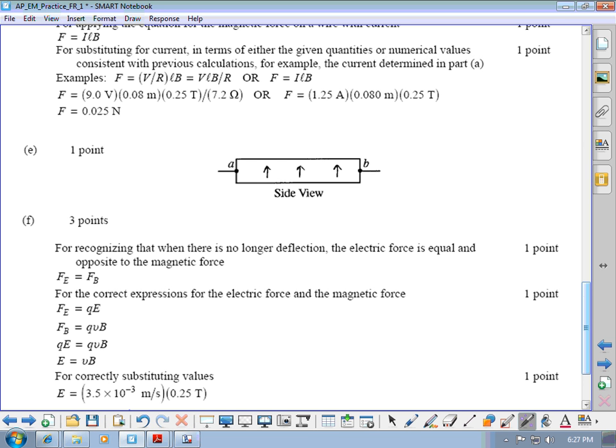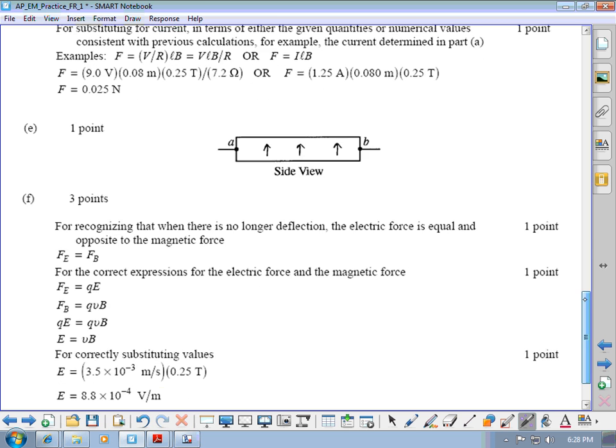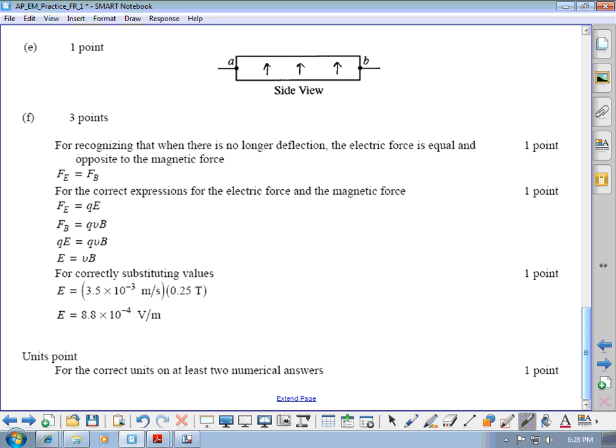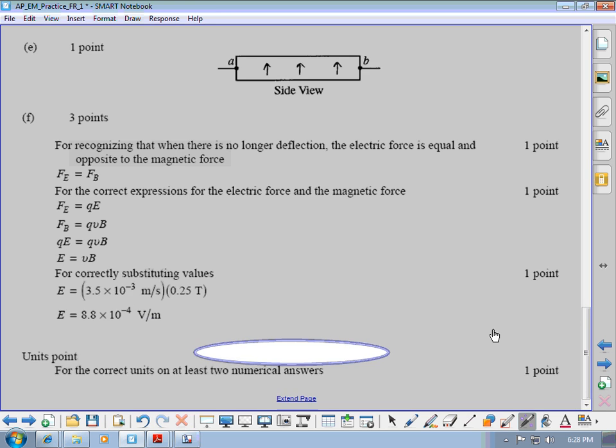And then part F, for calculating the electric field. The electric force is equal and opposite to the magnetic force. Saying something about that was 1 point. Plugging in the correct expressions for the electric and magnetic force, QE and QVB, was another point. And then correctly substituting everything and getting your answer was the final point. And again, on this one, they did have 1 point for correct units. They don't do that all the time.